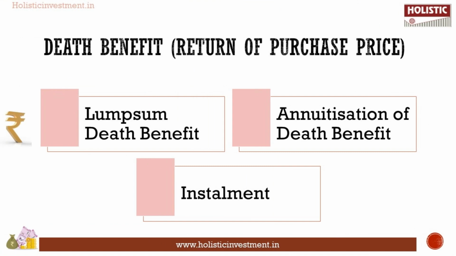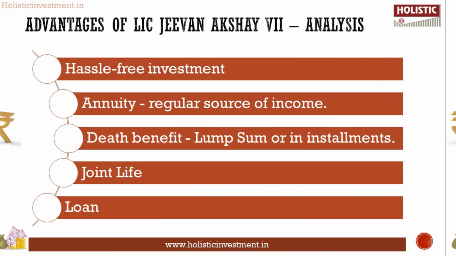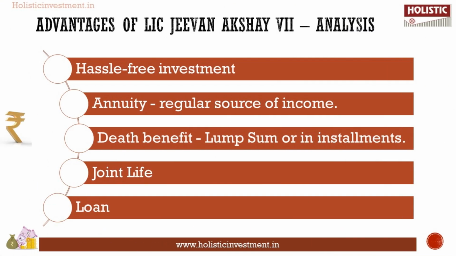Next, with regard to death benefit, this applies only for the options where there is a return of purchase price at the end. Policyholder has to choose among three options. The first one is lump sum death benefit. The second one is annuitization of death benefit. And the third one is getting the death benefit in installments. Next, we shall discuss the advantages and disadvantages of LIC Jeevan Akshay.